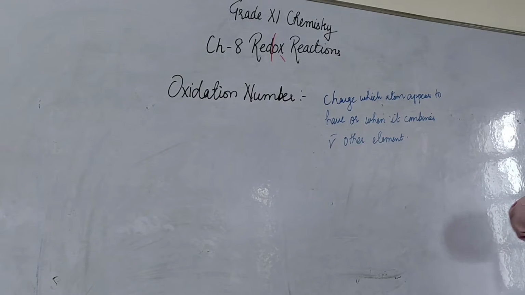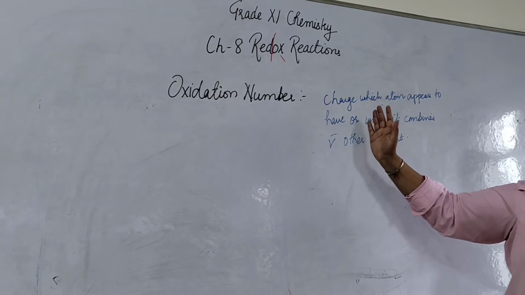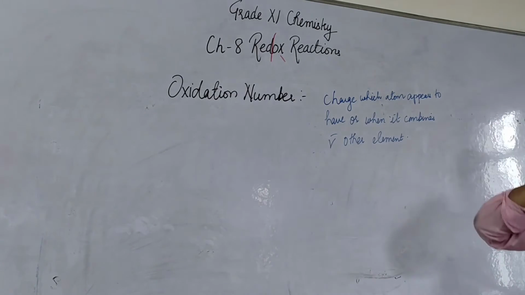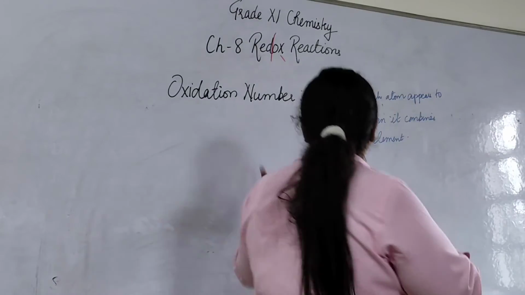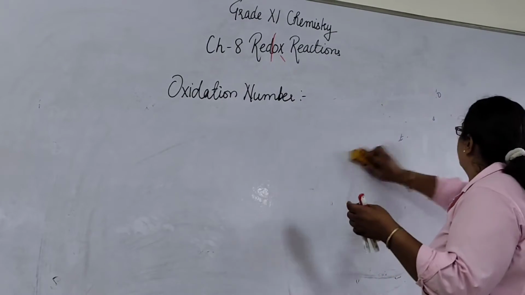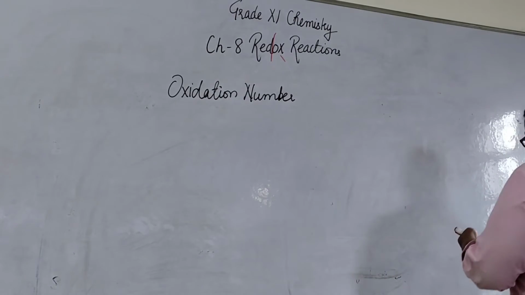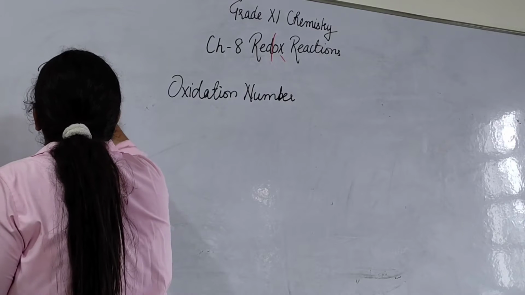So oxidation number is the imaginary charge present on a particular atom when it is combined with other elements. It is a very important concept, because otherwise you cannot do chapter 3, electrochemistry, of class 12 also. Fine? So there are certain rules for calculation of oxidation number.